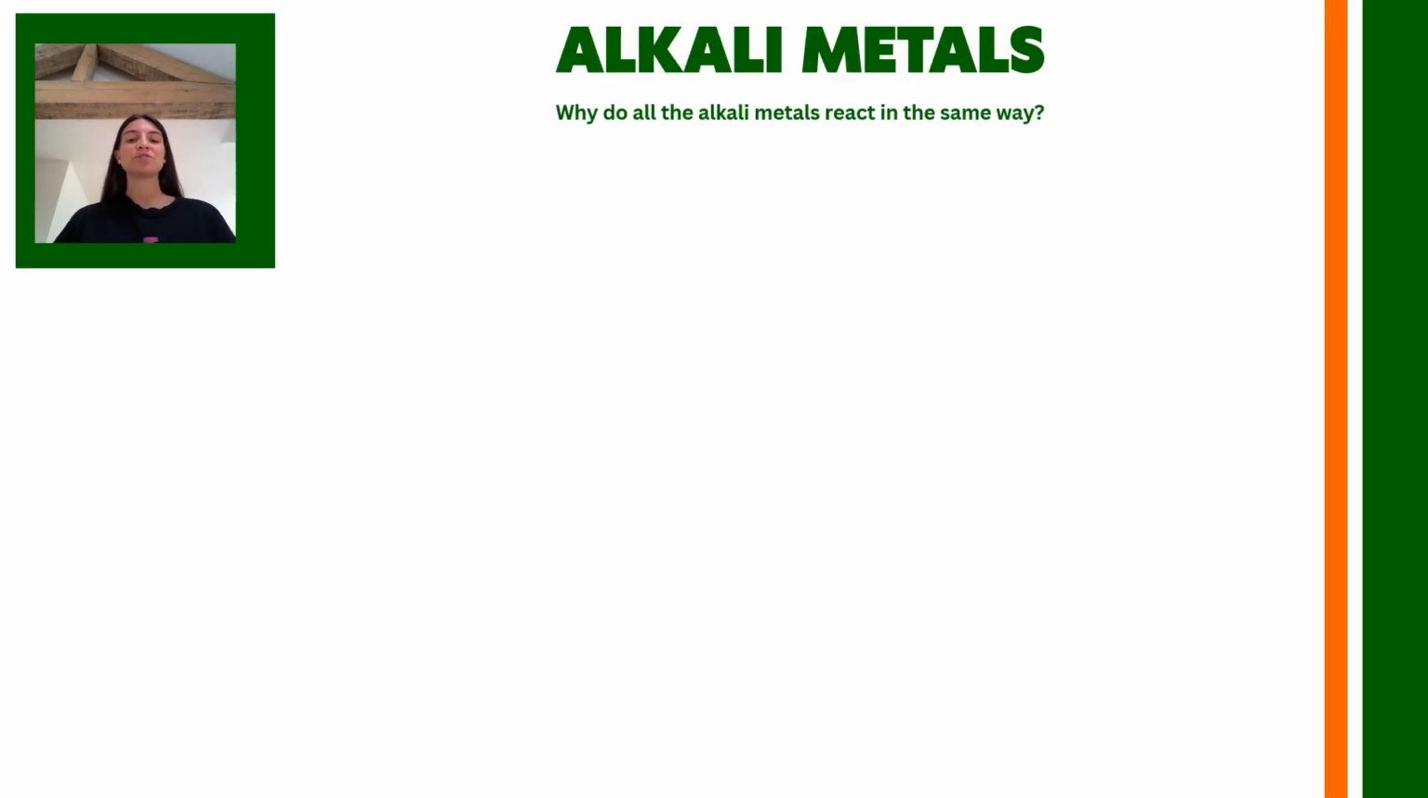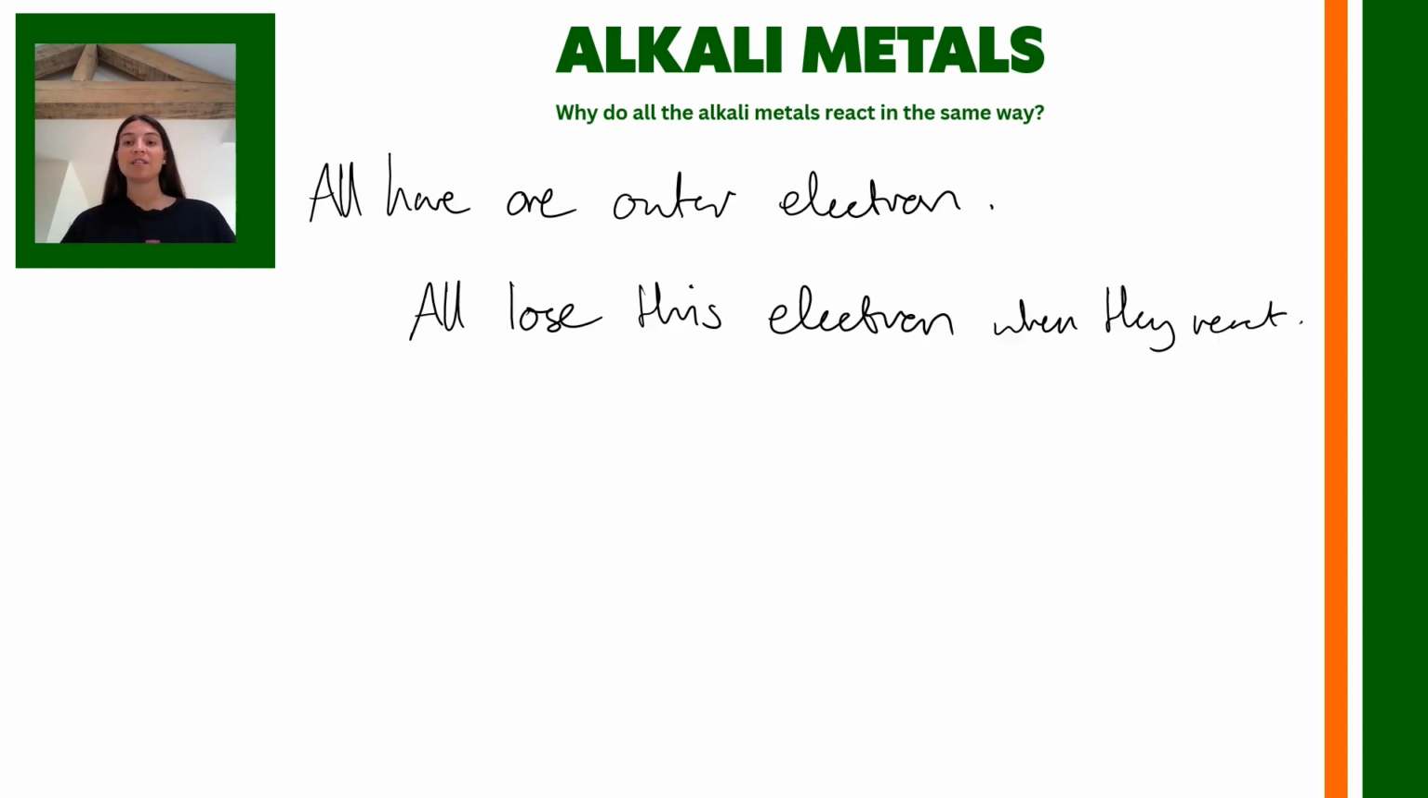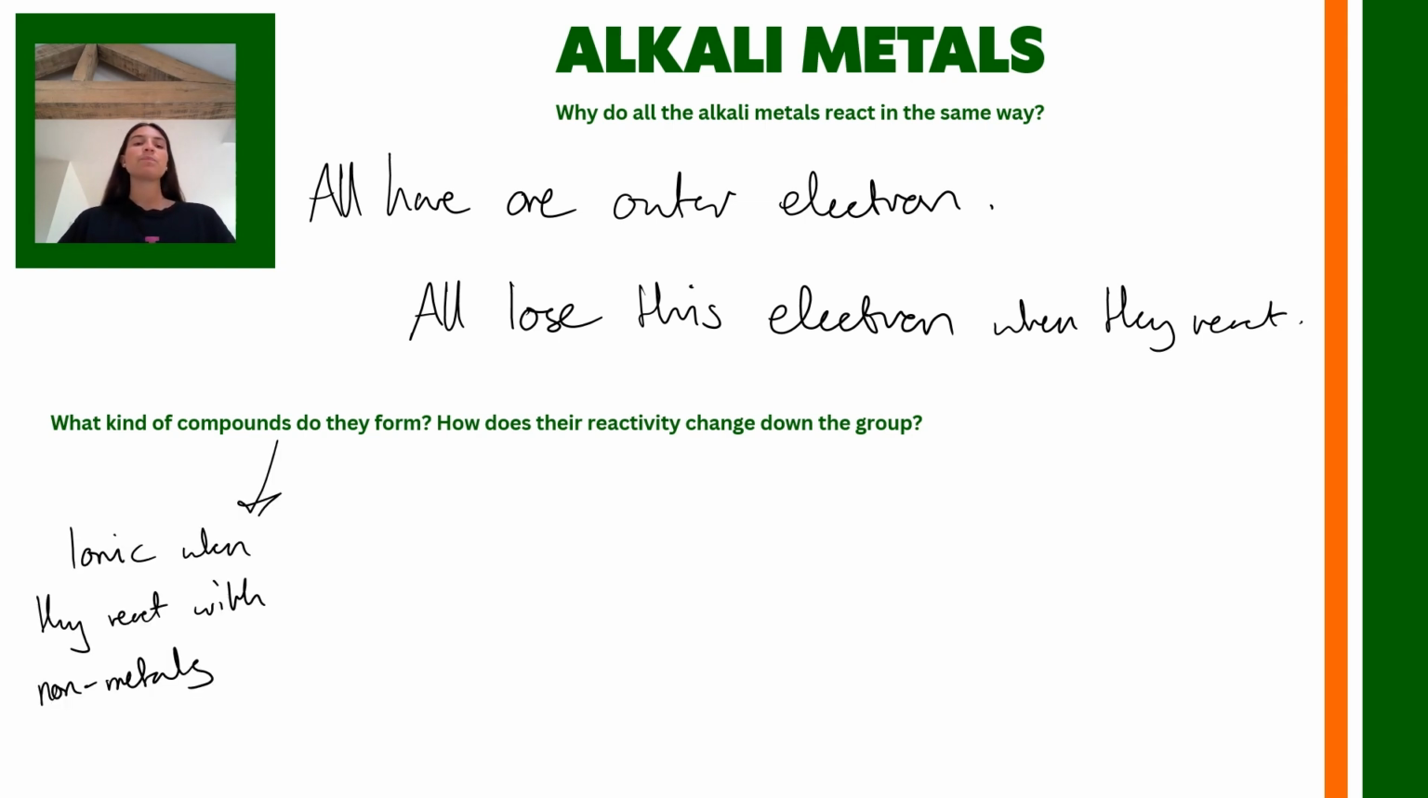Okay, why do all alkali metals react in the same way? It's because of the property that they share, that they all have one outer electron. So they will all lose this electron to get a full outer shell when they react, which means that they react in the same ways. What kind of compounds do they form? They form ionic compounds when they react with nonmetals, so going all the way back to what we did about ionic bonding. Your alkali metals will lose that electron and the non-metal will gain that electron that your alkali metal has lost to form these ionic compounds.